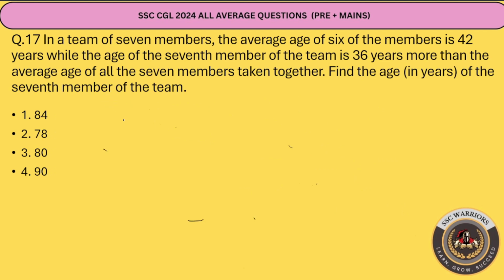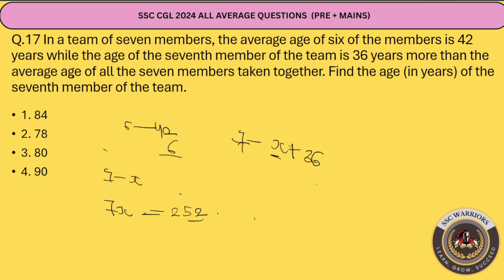A team of 7 members. The age of 6 of the members is 42, while the age of the 7th member is 36 years more than the average age of all the 7 members taken together. So let the average of all seven be x. What is the age of the 7th member? Their average of all seven plus 36. Find the age of the 7th member. So we know that the average of 7 members is x. Their sum will be 7x. The 6 members have an average of 42, so their sum will be 252. And the age of the 7th member is x plus 36. So 6x will be 252 plus 36, that is 288.